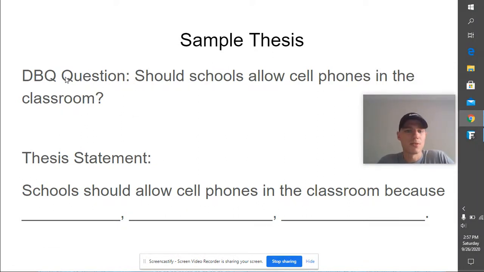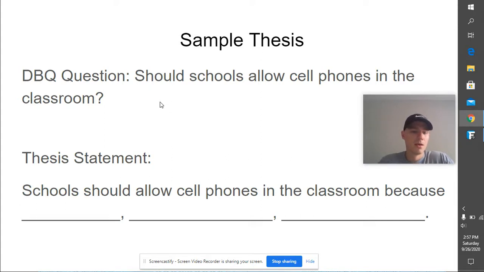Another example of this thesis, the DBQ question: should schools allow cell phones in the classroom? You would either have yes or no. You would never put yes, phones should be allowed in the classroom, because you're essentially saying the same thing twice. Same with no, phones should not be allowed in the classroom. You're saying no and should not, or yes and should. So you have basically the same thing twice in there. So I really try to discourage you from writing that in my class anyway.